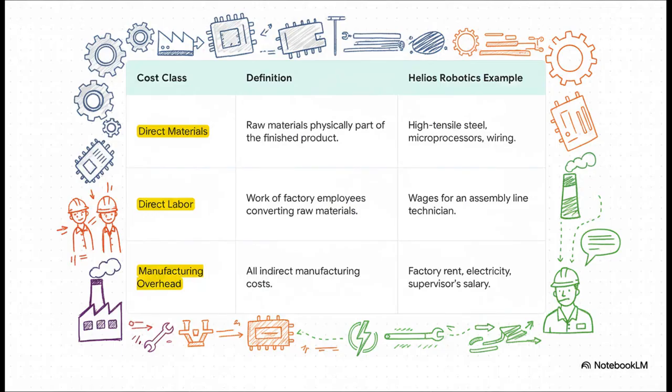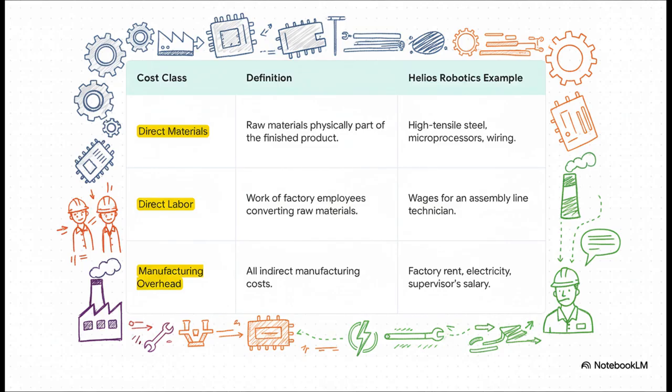Now, this table clearly delineates the 3 core manufacturing cost classifications. First, we have direct materials. These are the raw materials that are physically and conveniently traced to the finished product. For Helios, that's the high-tensile steel and microprocessors. Second is direct labor, which is the work of factory employees directly associated with building the product, like the wages for an assembly line technician.